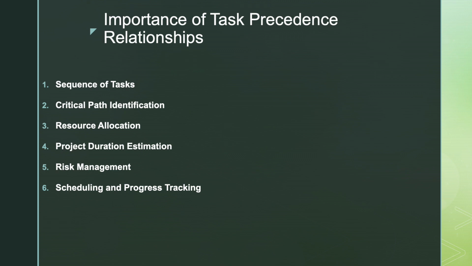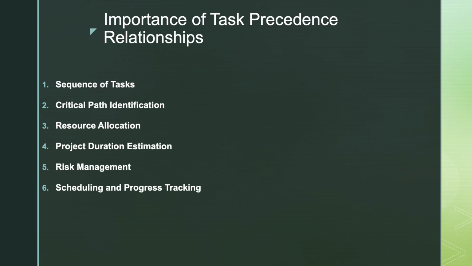One of the biggest things that this does is it helps us identify risk. Task precedence relationships help in identifying and managing risks. By understanding the dependencies between tasks, project managers can identify potential risks and develop mitigating strategies to minimize their impact on the project timeline. Then, of course, it helps with scheduling and progress tracking. Task precedent relationships are essential for creating project schedules and tracking progress. They help project managers create realistic schedules and monitor progress against plan, making adjustments as needed to keep the project on task.